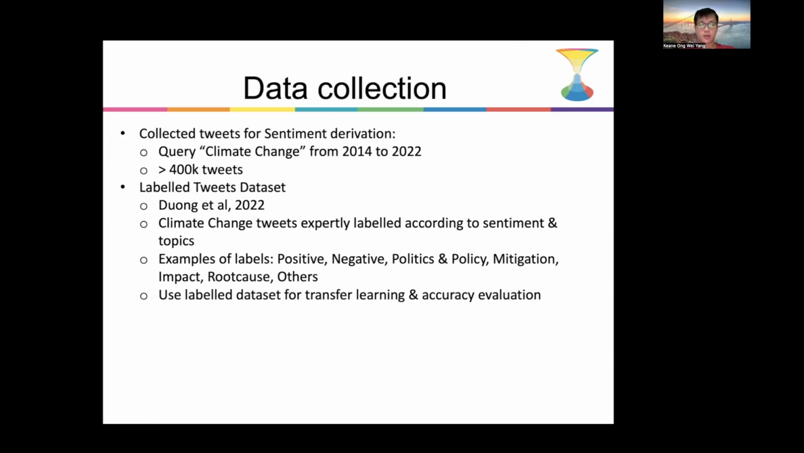And thereafterwards, we leverage a paper that we built on previously from Dong, where they have a labeled tweets data set, which label climate change tweets expertly according to different sentiments and topics. So we have politics and policy as a topic, mitigation, impact, root cause, so on and so forth, which are different topics. And we also have a sentiment label such as positive, negative, and neutral attached to it. So the idea is whether or not we can use this labeled data set for transfer learning as well as some form of accuracy evaluation.